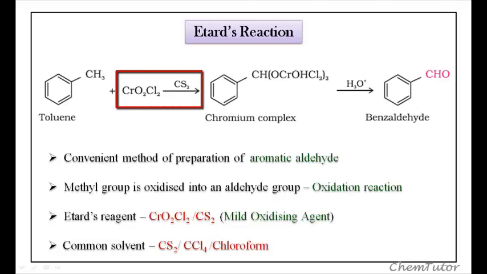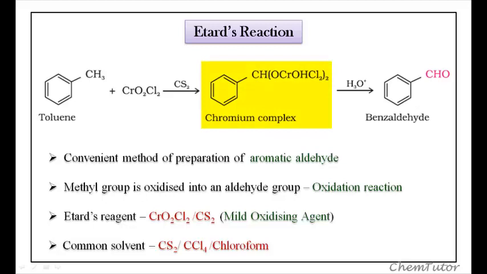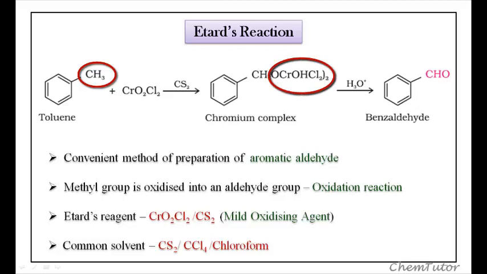When chromyl chloride in the presence of carbon disulfide or carbon tetrachloride is used as oxidizing agent, it converts toluene into an intermediate complex first. In this intermediate complex, two hydrogen atoms of the methyl group are replaced by an OCrOHCl2 group, which we get from the chromyl chloride reagent. This complex is then hydrolyzed into an aldehyde, that is benzaldehyde.